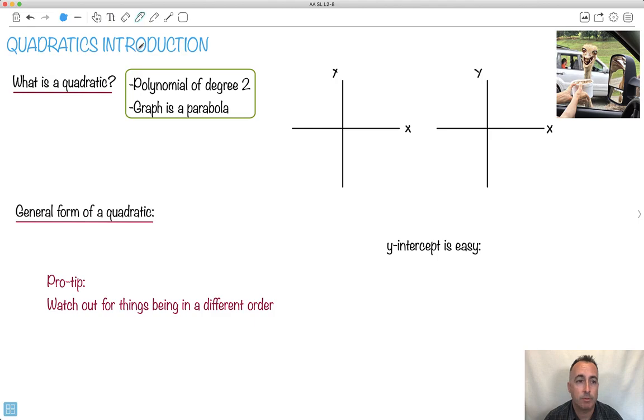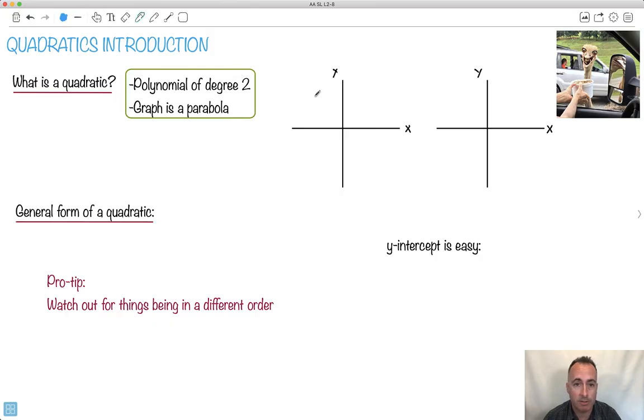I'm going to be showing you an introduction to quadratics. It's important, first of all, to know what we mean by a quadratic. A quadratic is a polynomial of degree 2. That means the highest exponent is 2. It can't be any higher than that. The graph looks like a parabola.